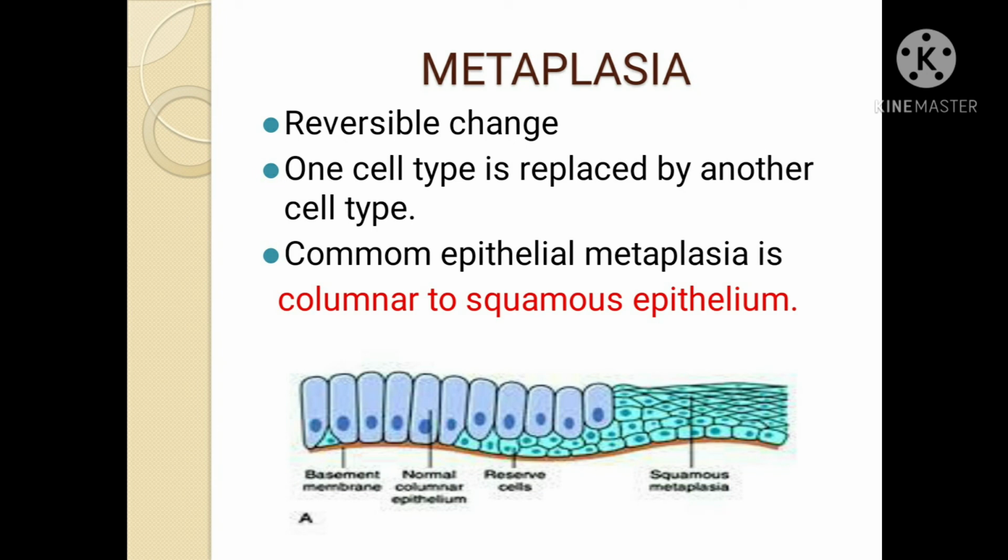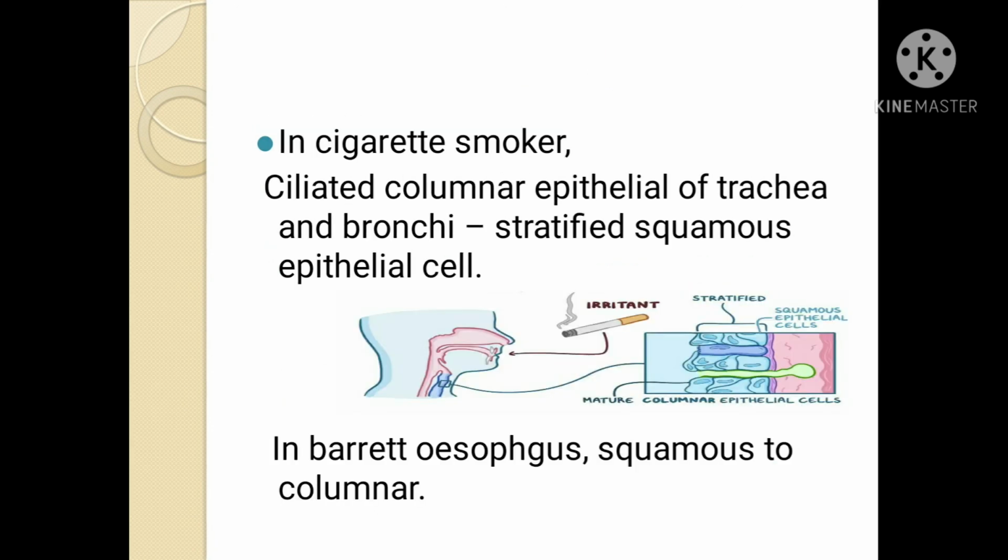Next, let's move on to metaplasia. Metaplasia is a reversible change where one cell type is replaced by another cell type. The common epithelial metaplasia is where columnar epithelial cells are replaced by squamous epithelial cells. For example, in cigarette smokers, the ciliated columnar epithelial cells of the trachea and bronchi are replaced by stratified squamous epithelial cells. And in Barrett esophagus, the squamous cells are replaced by columnar cells.